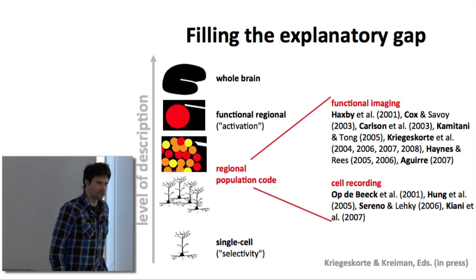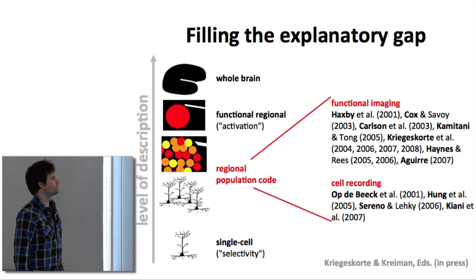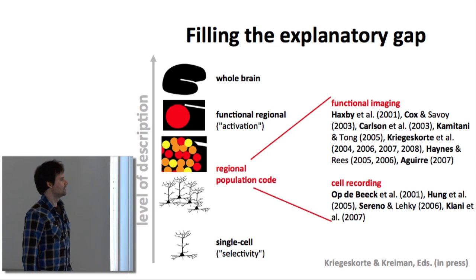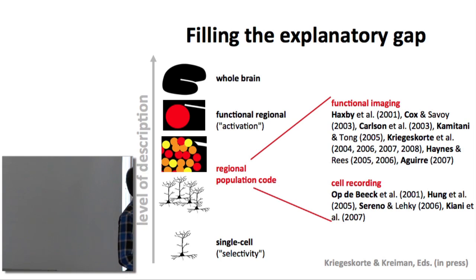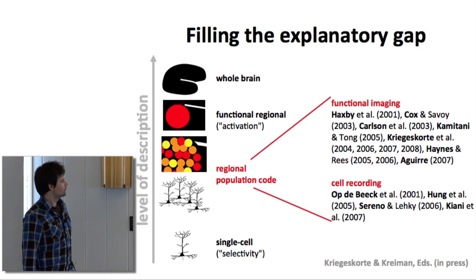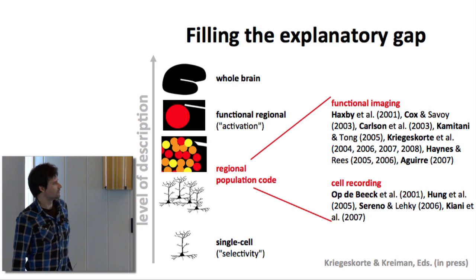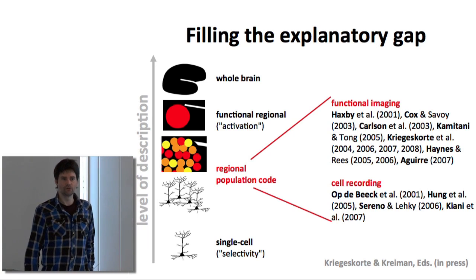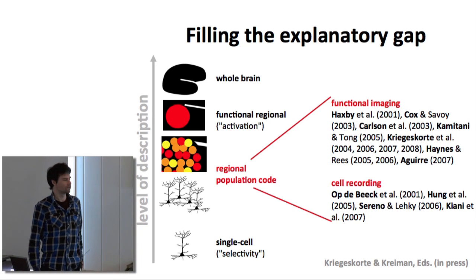To me, this is exciting, and this is the place where the action is currently, because it promises to fill the explanatory gap between cell recording and functional imaging. At this intermediate level of description, at this intermediate spatial scale, between the single cell level and the level of the functional region, there have been these pattern information studies, and not just in functional imaging, but also in cell recording. I think there's a greater integration in our communities emerging through this approach to some extent.